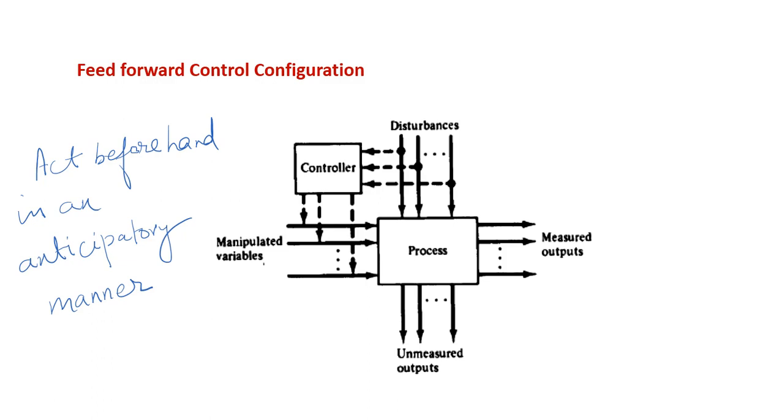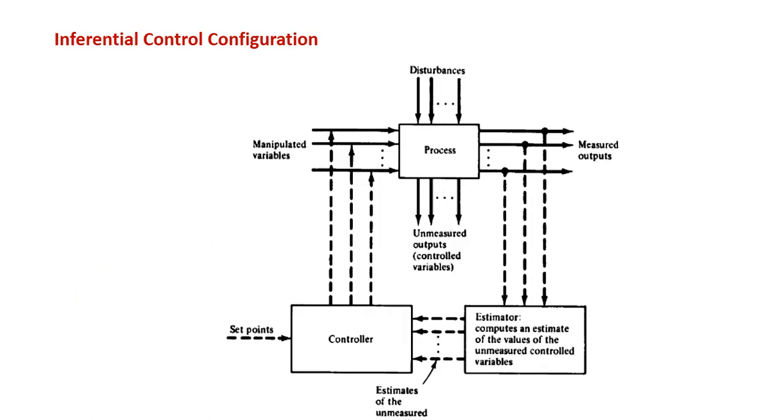Then the third type of controller configuration is your inferential controller configuration. Now in this, the measured outputs are fed into an estimator. Now estimator is a computer algorithm where, with the help of material and energy balance of a system along with the thermodynamic equations, we calculate some unmeasured controlled variables. Those unmeasured controlled variables are fed into the controller, compared with the set point, and then we try to manipulate the input variables, the manipulated variables.